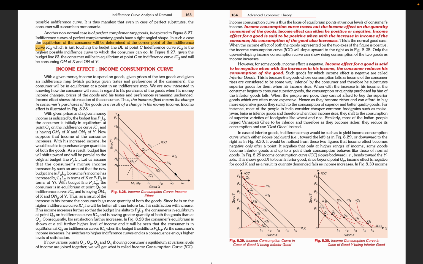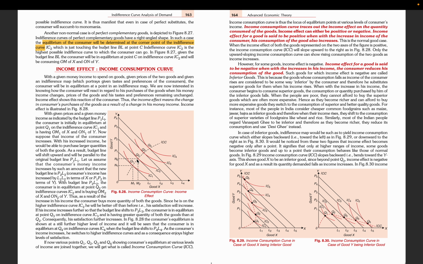With the given prices and given money income as indicated in the budget line P1L1, the consumer is initially at equilibrium at point Q1 on the indifference curve IC1, having OM1 of X and ON1 of Y. Okay, this is the quantity at Q1. Now suppose that the income of the consumer increases. With this increased income, he would be able to purchase larger quantities of both goods. As a result, the budget line will shift upward and will be parallel to the original budget line P1L1.